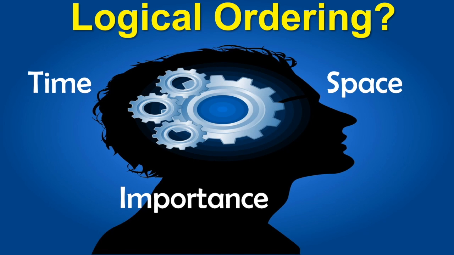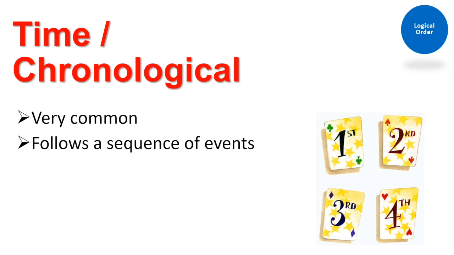There are many ways to present your information, but in this class we're going to talk about just time, space, and importance. Chronological order is very common. We talk about chronological order all the time because it follows a sequence of events. It's easy for us to understand. If you talk about your day, you can say first you did this, after that you did this, next you did this, and so on. We use chronological order all the time when we talk to each other.